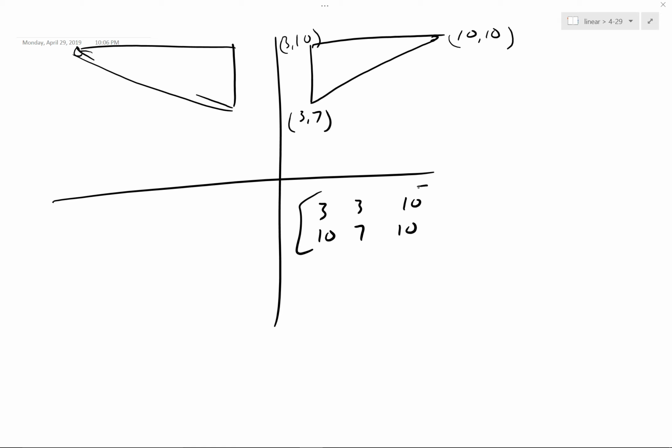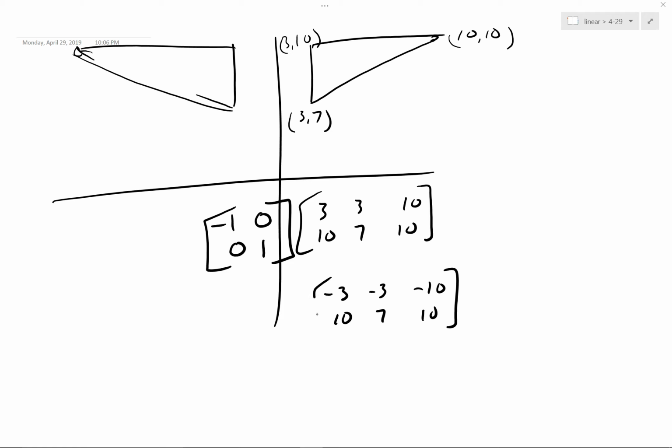What would happen to them? Well, we know good and well what would happen to them. The x's would turn negative and the y's wouldn't change. Yes? So what I need to do is multiply it by something, and I need to multiply it by this fella, I believe. Check my math. It's negative 1 times 3 plus 0, and then the bottom row would be 10, and so on across the top, and so on like this.